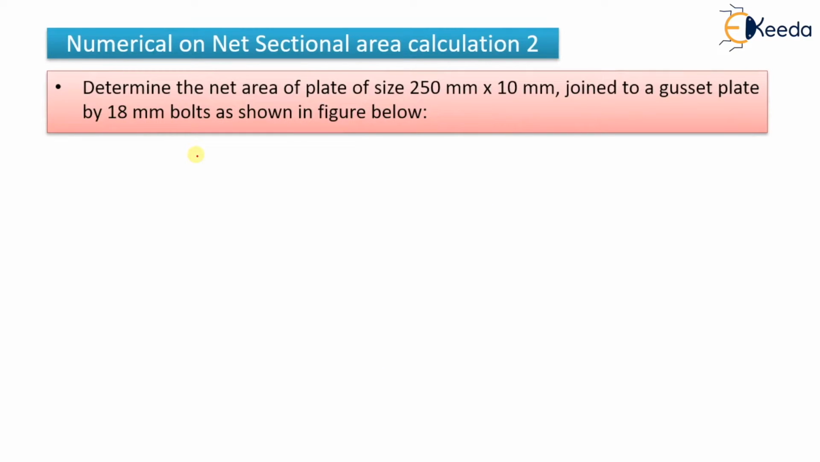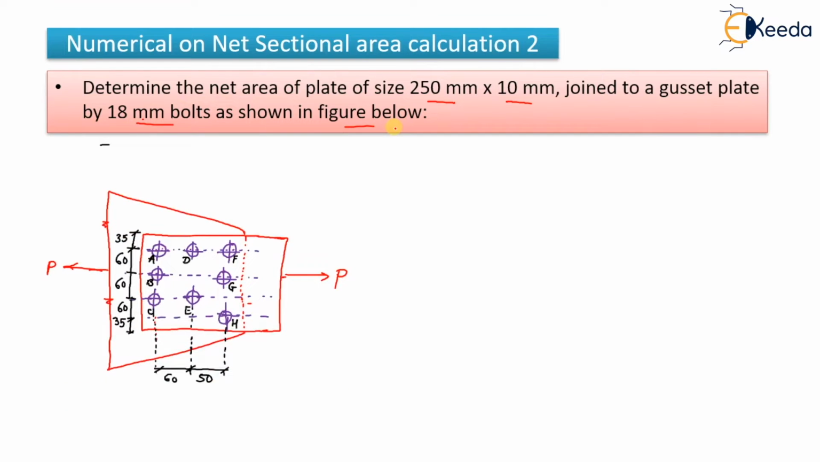See, the problem statement says: determine the net area of a plate of size 250 mm by 10 mm and joined to a gusset plate by 18 mm bolts, as shown in the figure below. The diagram is given here. So this is the diagram that they have given. It says its width is 250 mm and its thickness is 10 mm. So how can you solve this numerical?